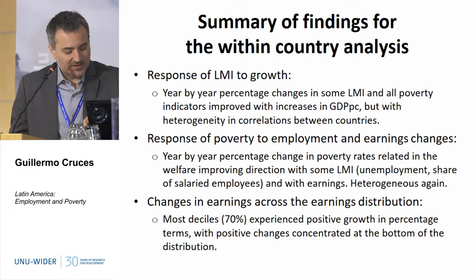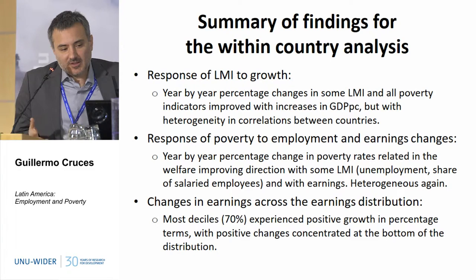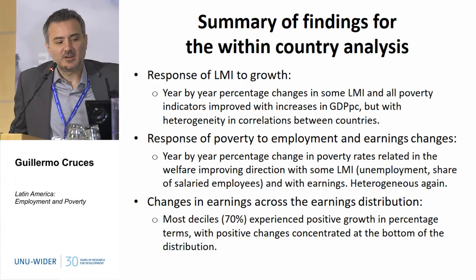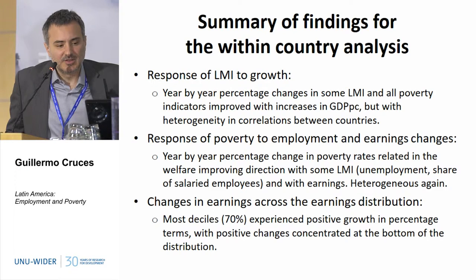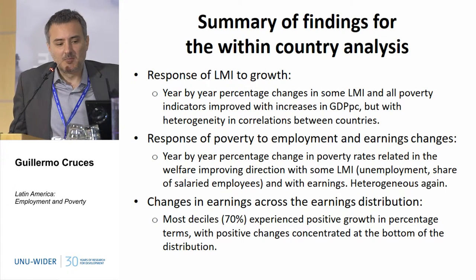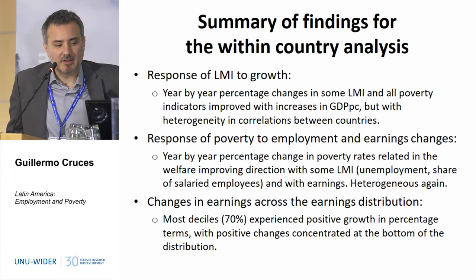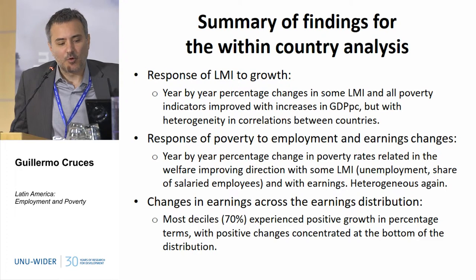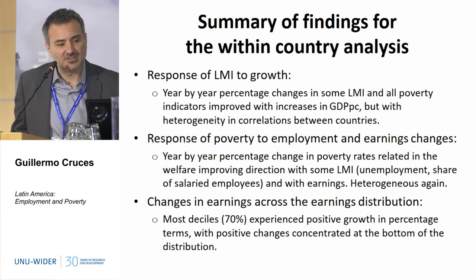So the summary of the findings for this part of the analysis, the within-country analysis, looking at the year by year changes: we find that some labor market indicators and all poverty indicators improved when GDP increased in each country, with heterogeneity between these countries. There are also correlations between poverty and changes in the welfare improving direction for some labor market indicators, most notably unemployment and the share of salaried employees, and also with earnings, with high heterogeneity again. And in terms of the changes in earnings across the earnings distribution, there were positive changes for most groups of the population and higher proportional changes, at least, at the bottom of the distribution, implying progressive changes in earnings.